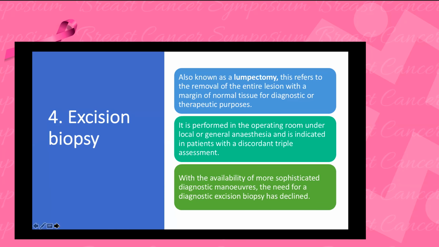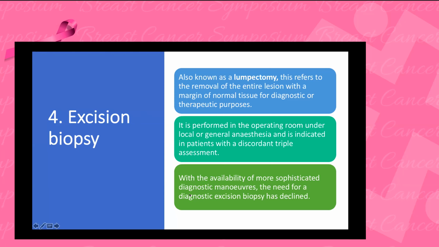Now, we also have our excision biopsies, which are also known as lumpectomies, and this refers to the removal of the entire lesion with margins of normal tissue for diagnosis and therapeutic purposes. This is performed in the operating room under local or general anesthesia, and it is indicated in patients where you've got a discordant triple test assessment. So where your clinical examination, the radiology and the histology are not giving you a similar kind of diagnosis, you would then probably decide on doing an excisional biopsy.